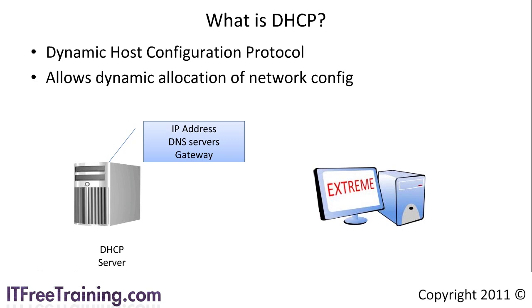DHCP is the protocol used that allows you to use your computer on a foreign network or wireless hotspot. DHCP is very scalable, allowing you to configure hundreds or even thousands of computers automatically. Using DHCP allows you to centrally administer your network settings, saving you from having to manually configure each client individually.